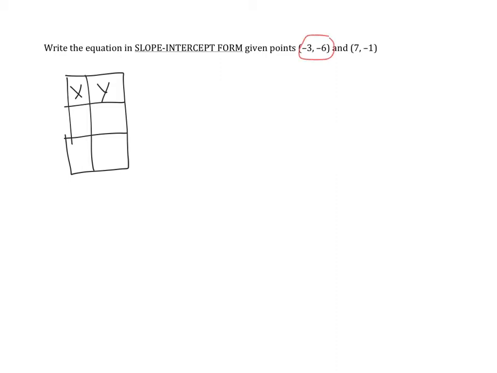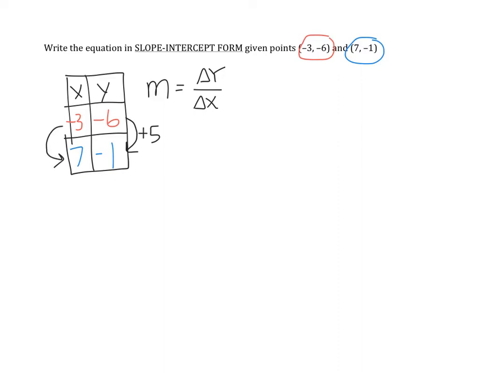I'm going to take the point -3, -6, put it into my messy table, and the point 7, -1. Now I need to look for the changes. Slope is the change in y over the change in x. So let's start examining the change we have. We're going from -6 to -1, which is +5. Right? And we're going from -3 to +7, which is +10.